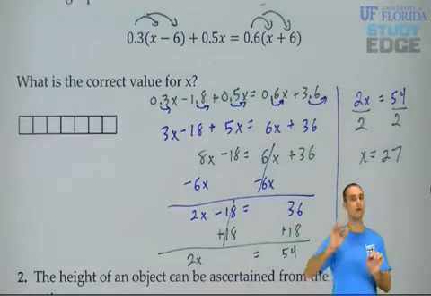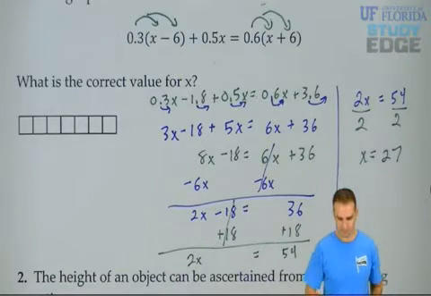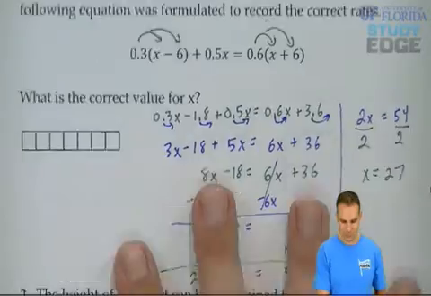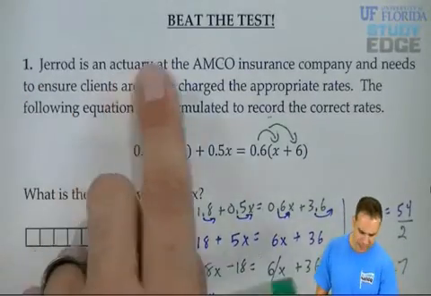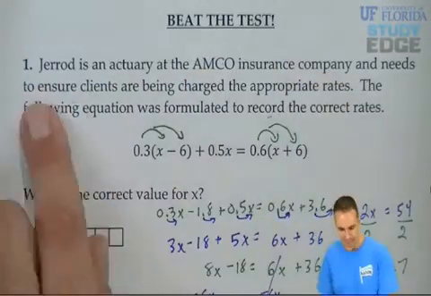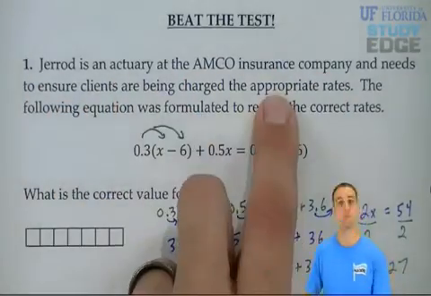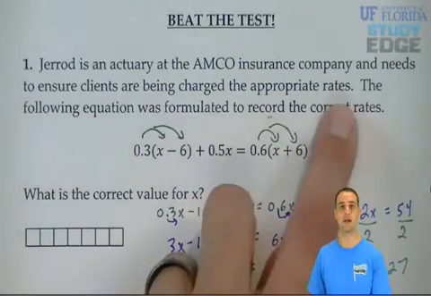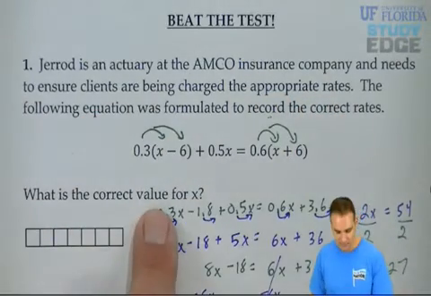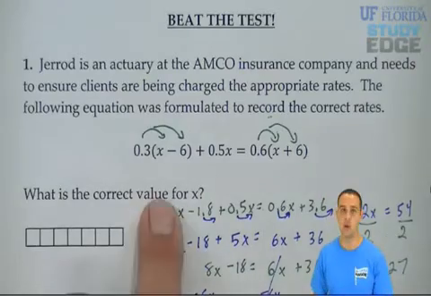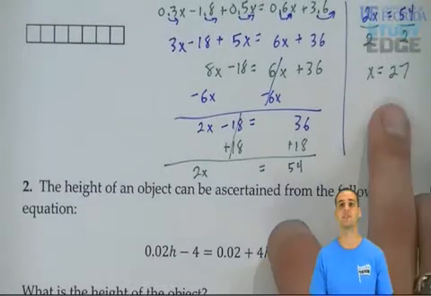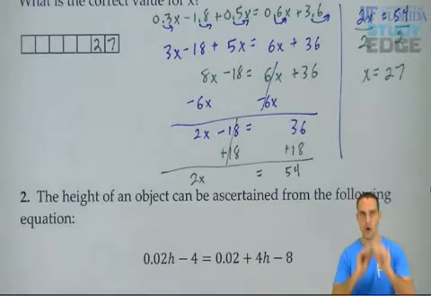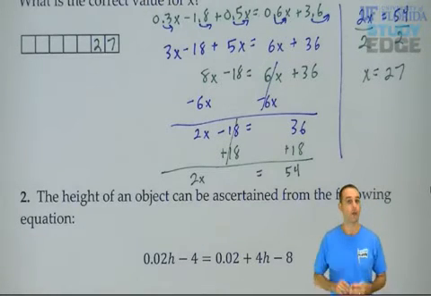So the answer, hold on, is that what they want? Well, here the question just says what is the correct value for x, but let's read the question. Gerard is an actuary at the Amco Insurance Company and needs to ensure clients are being charged the appropriate rates. The following equation was formulated to record the correct rates. What is the correct value for x? They wanted x, we solved for x. X is 27, the answer is 27. Awesome. Let's do one more.